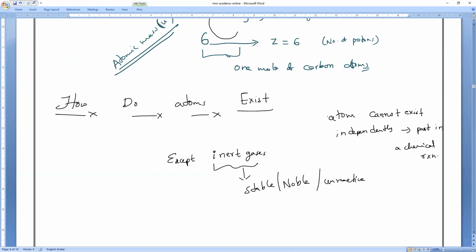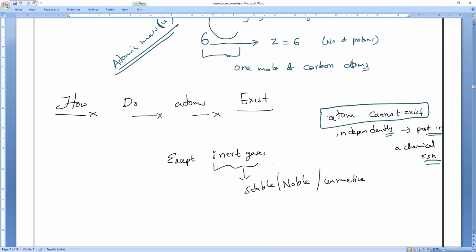So remember what Mr. John Dalton said. Atoms cannot exist independently, and that is the reason the atoms will always take part in a chemical reaction. Even now it is proved practically that the atoms of elements cannot exist independently. Please note it, except the inert gases.